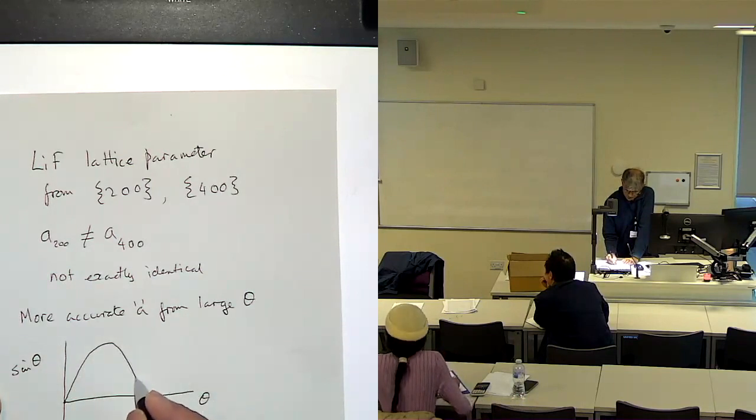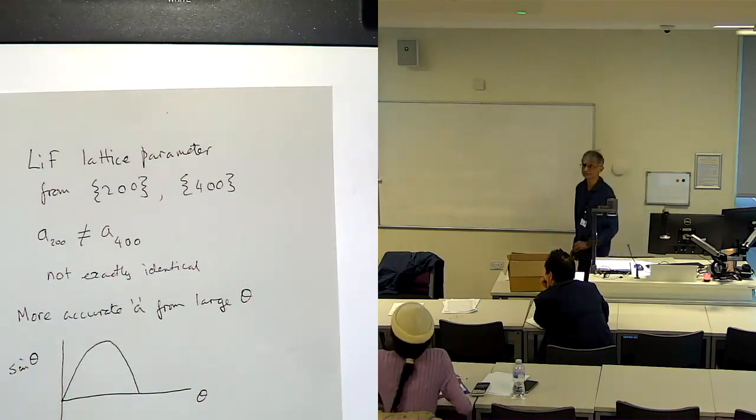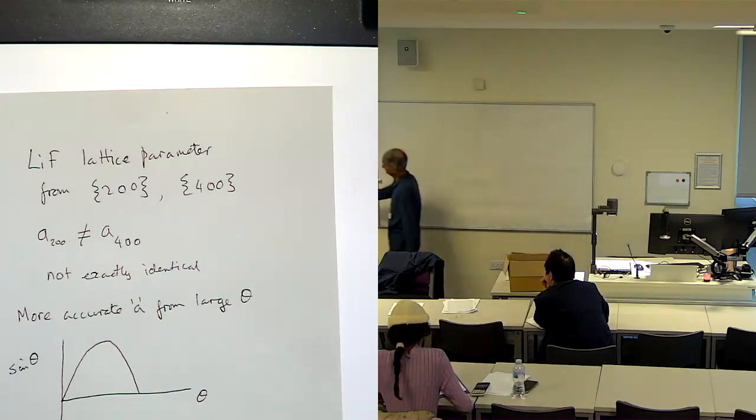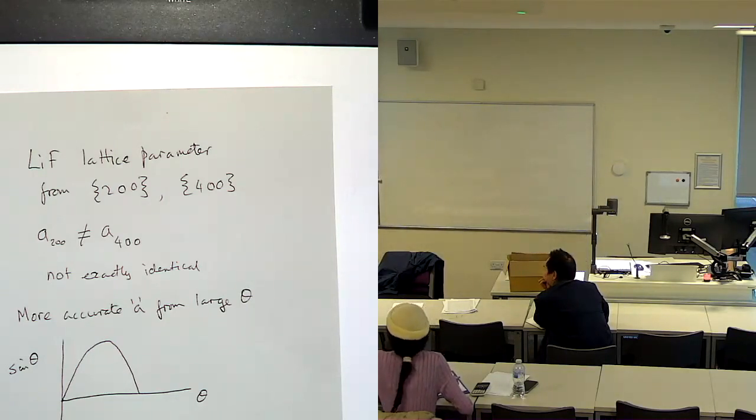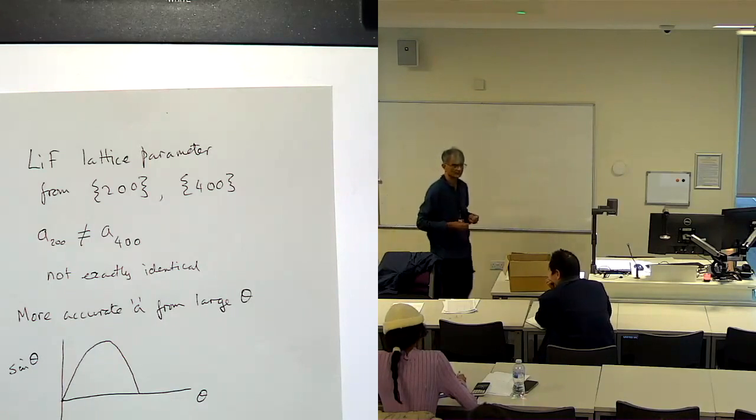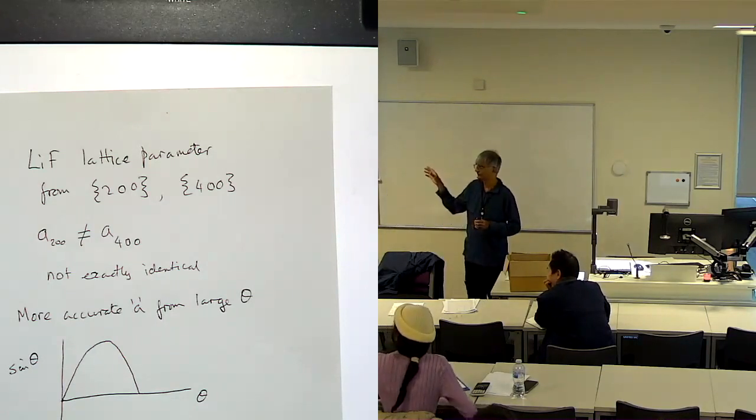Then the sine function is shaped like this, isn't it? So sine theta varies sharply with theta at small theta. So the likelihood of error is greater when sine theta is very sensitive to theta, and the likelihood of error is small when sine theta doesn't vary a lot with theta. It's as simple as that. And that's why the value that you get from a large Bragg angle is always going to be more accurate than from a small Bragg angle. Okay, is everyone happy with that?